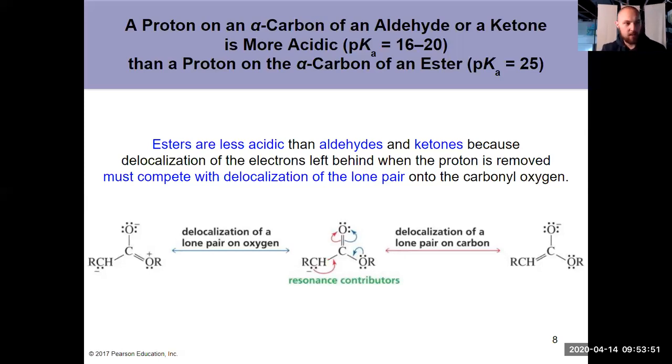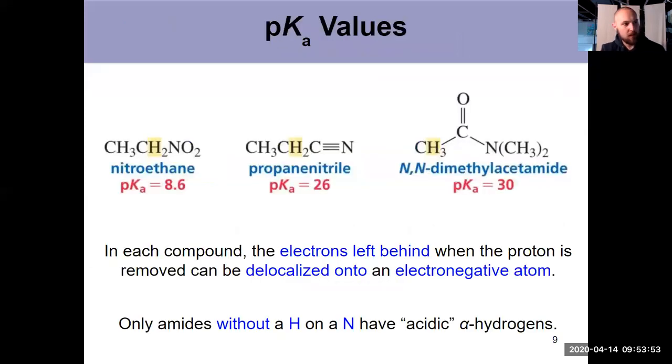And we have other things that can form carbon acids as well, right, with a nitro group or a nitrile, or with an amide.